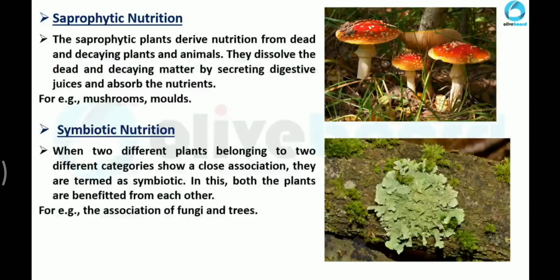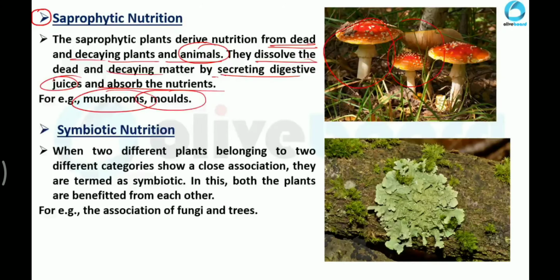Clear? Now, saprophytic nutrition. Saprophytic plants derive nutrition from dead and decaying plants and animals. Very, very important. Saprophytic plants derive nutrition from dead and decaying plants and animals. They dissolve the dead and decaying matter by secreting digestive juice and absorb the nutrients, like mushrooms and molds. Here you can see this is a mushroom. Mushrooms grow basically on dead and decaying plants and animals.